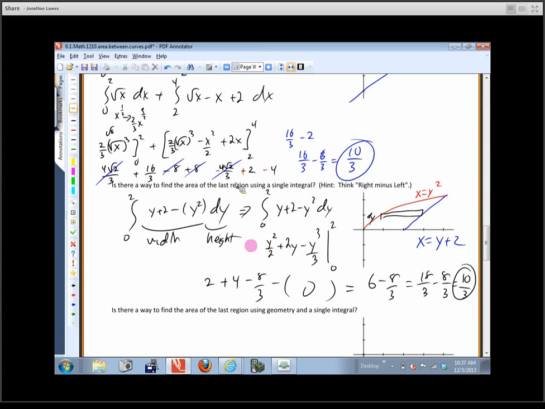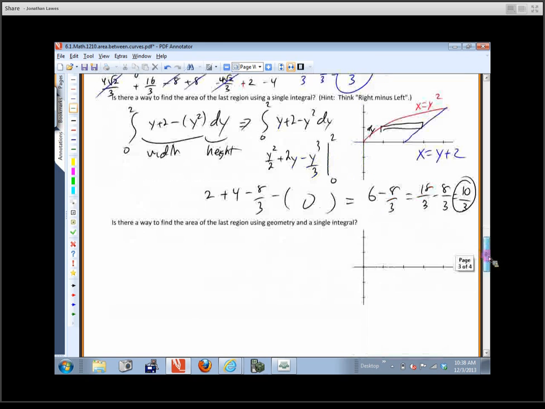Which was the easier setup and integration, once you got used to the idea that we can write everything as a function of y and then do right minus left to make sure we have positive answers. And notice we're integrating in the positive y direction. We're integrating up in the positive y. Okay? You want one more?